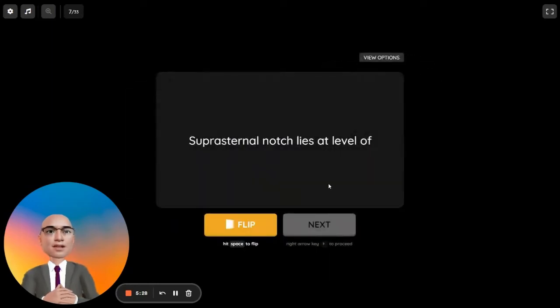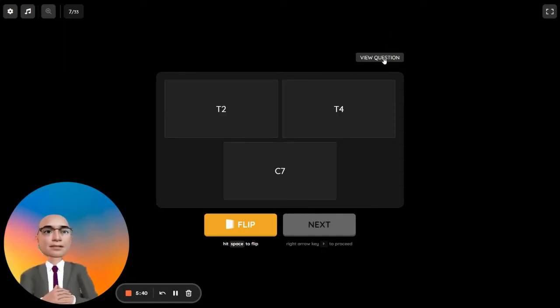Next question was about the suprasternal notch and its vertebral level. All of us know the structures in the suprasternal notch, but what is the vertebral level of the suprasternal notch? Let us see the options: T2, T4, and C7. So T4 we can easily exclude because we know at the level of T4 there is the sternal angle, isn't it? So in between C7 and T2, the suprasternal notch lies at the level of T2. If you revise the boundaries of the inlet of the thorax.